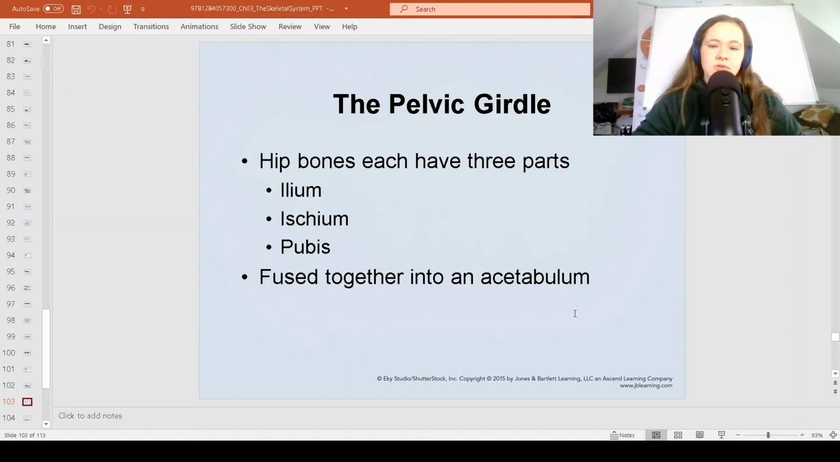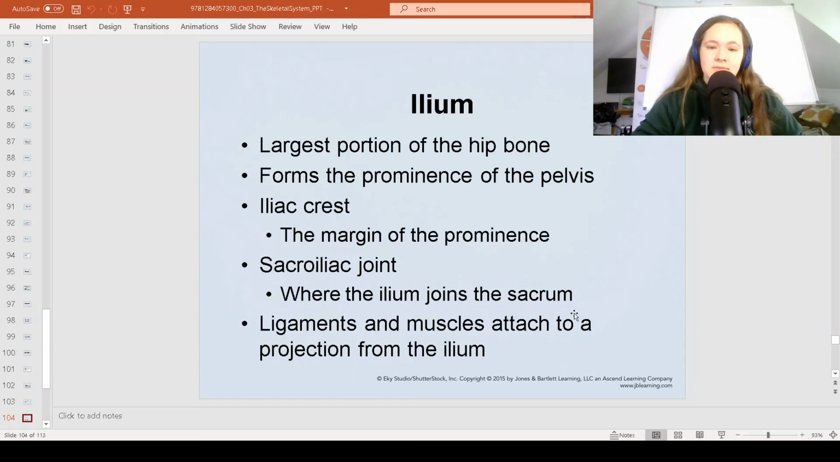Hip bones each have 3 parts: the ilium, ischium, and the pubis, which fuse together into the acetabulum. The ilium is the largest portion of the hip bone and forms the prominence of the pelvis. The iliac crest is the margin of the prominence. The sacroiliac joint is where the ilium joins the sacrum. There are ligaments and muscles that attach to and protect the ilium.